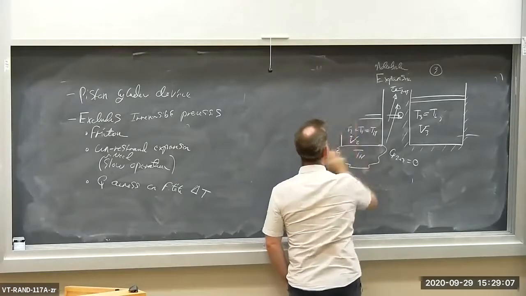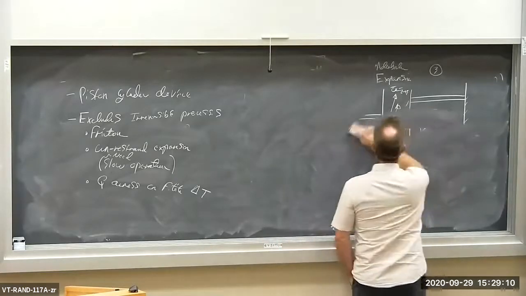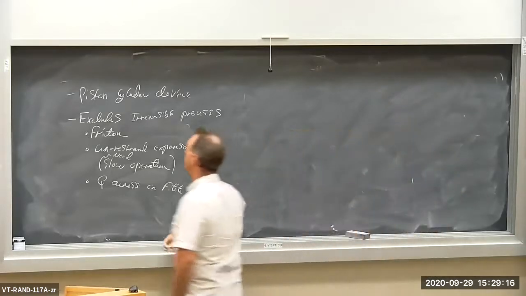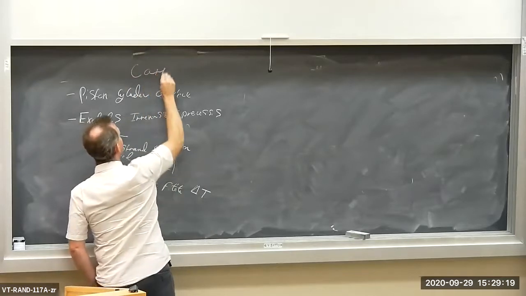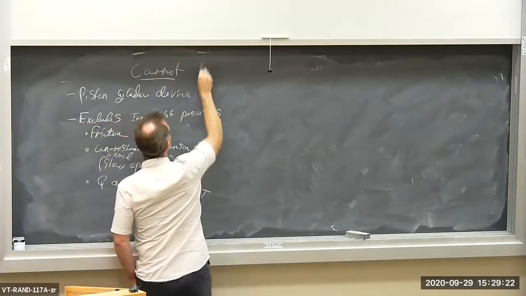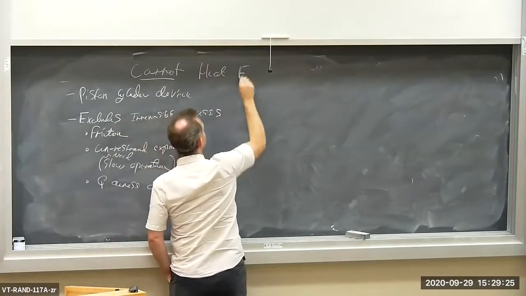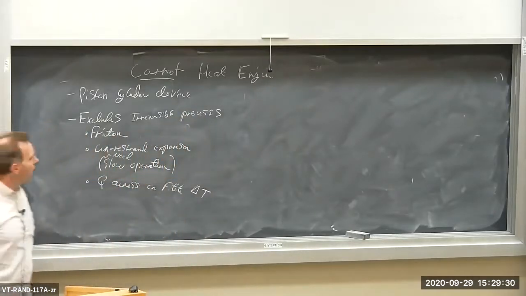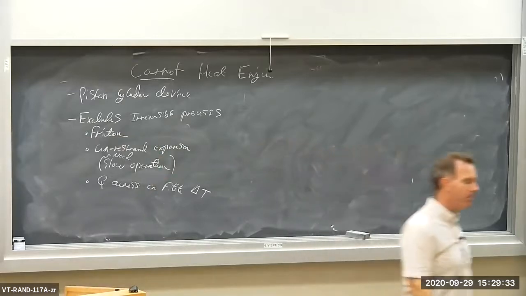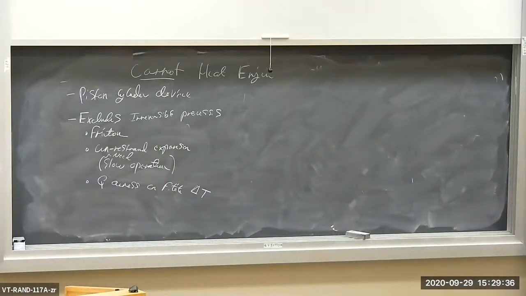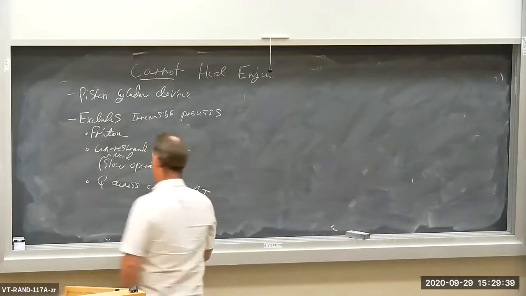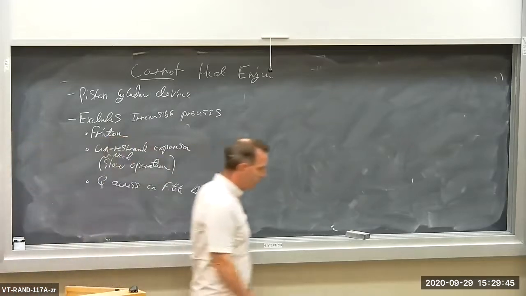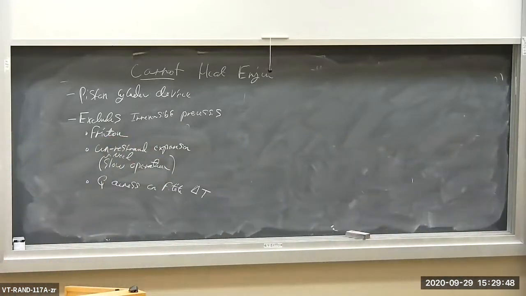So what is this particular cycle called, this device? It is called a Carnot heat engine. Carnot, C-A-R-N-O. Sadi Carnot, very famous French thermodynamicist. He helped develop the concept of entropy, which you're going to be learning about very soon. Carnot heat engine excludes irreversible processes, friction, unrestrained expansion, heat transfer across a finite temperature difference.